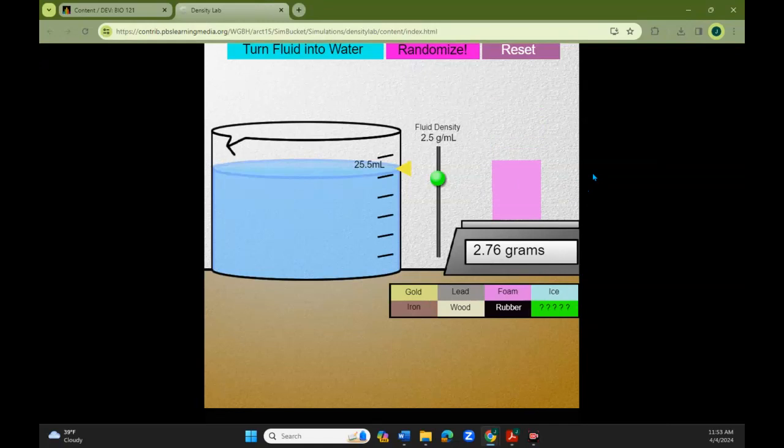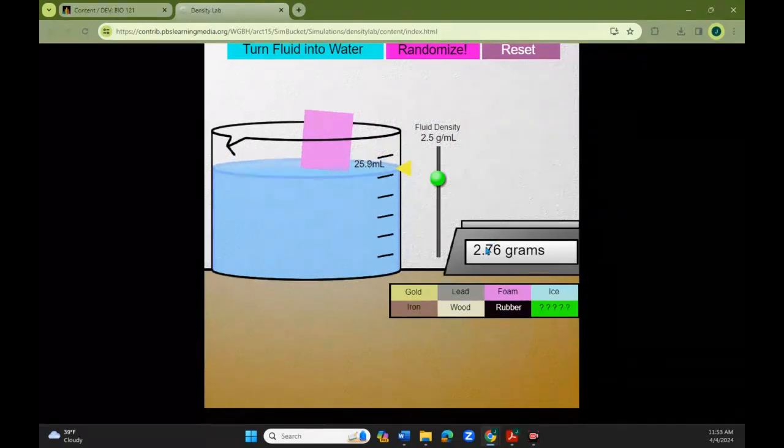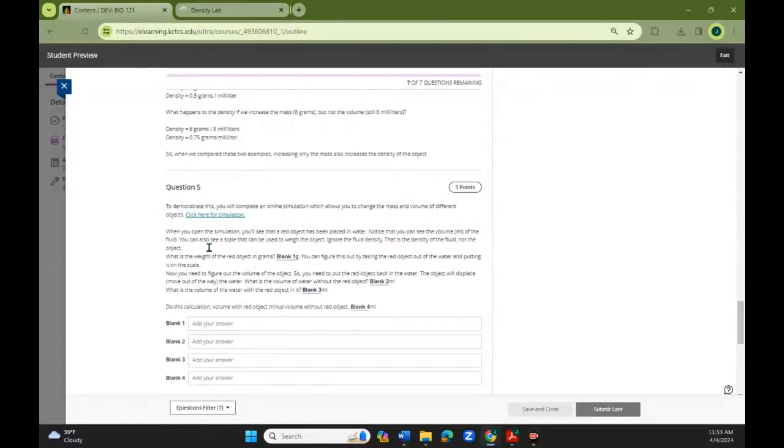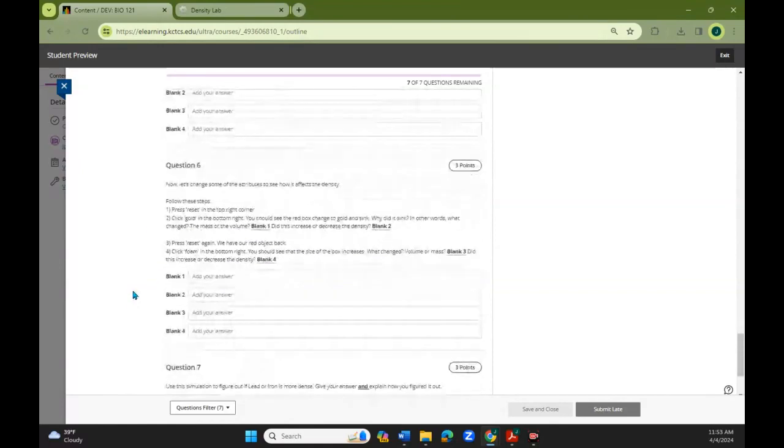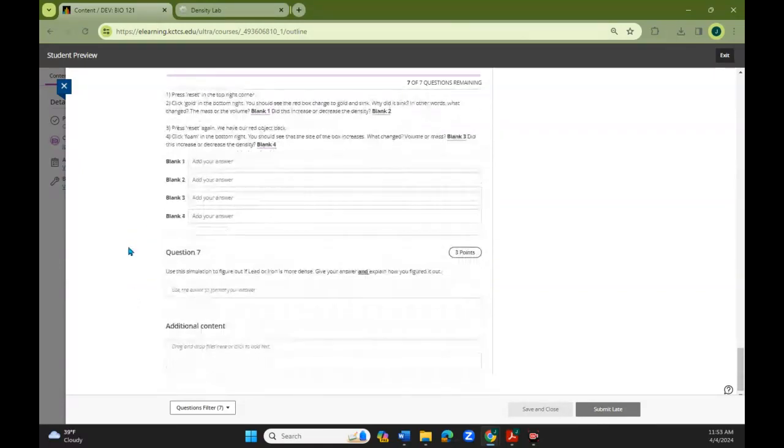So make sure when you answer these questions, you're really paying attention to those different units. Are we talking about density? Are we talking about mass? Are we talking about volume? All of those things are going to come into play with this assignment. So just make sure you are comfortable and read carefully through this. So it's a good way for you to interact with density in this very user-friendly simulation. That's what the rest of this is.